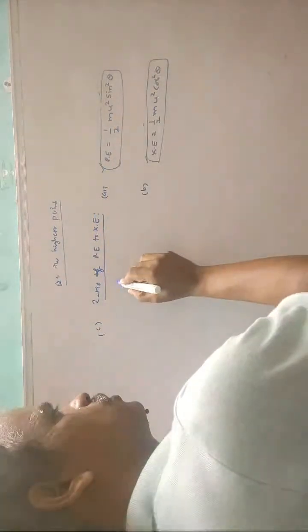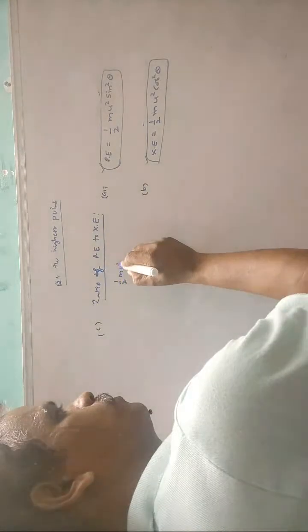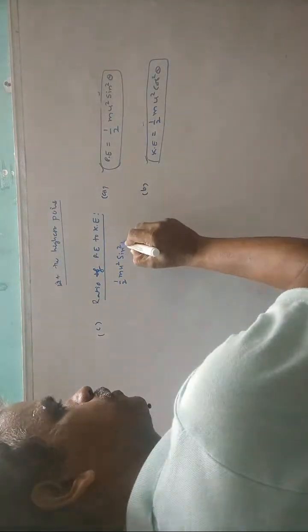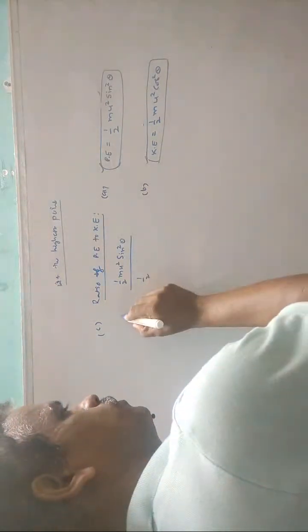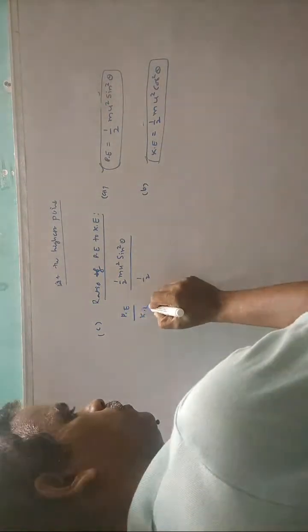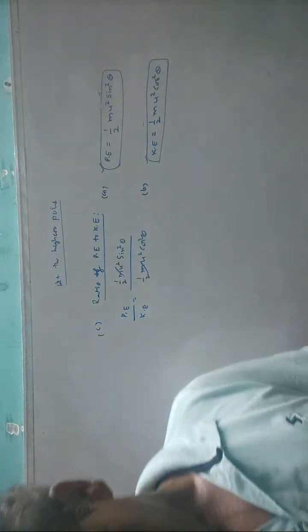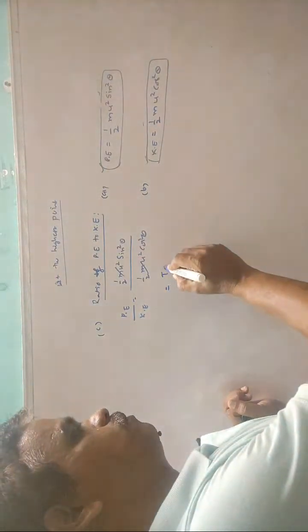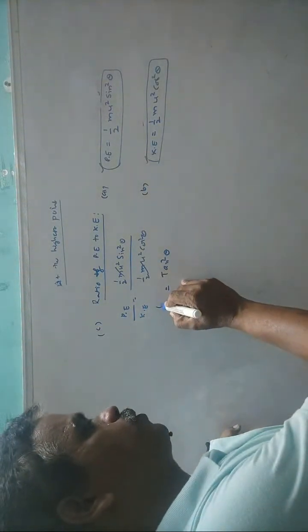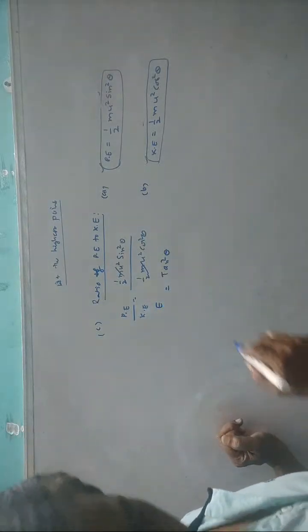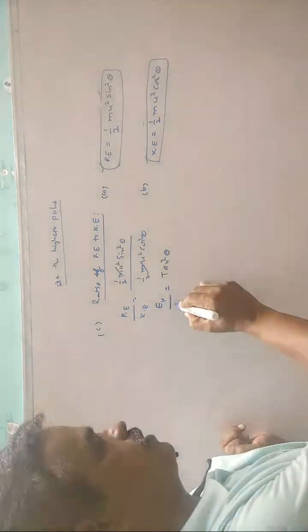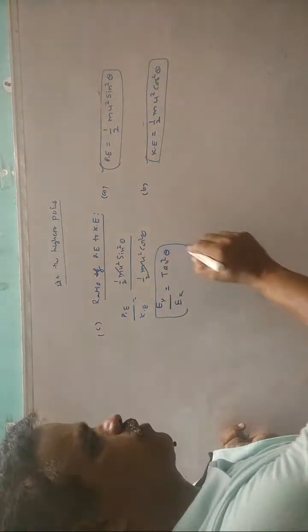Potential energy equal to half m u square sin square theta by half m u square cos square theta. Half m u square sin square theta by half m u square cos square theta, that is equal to tan square theta. That is equal to potential energy by kinetic energy. So this is one more formula.